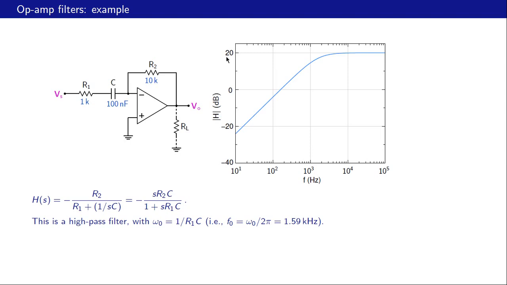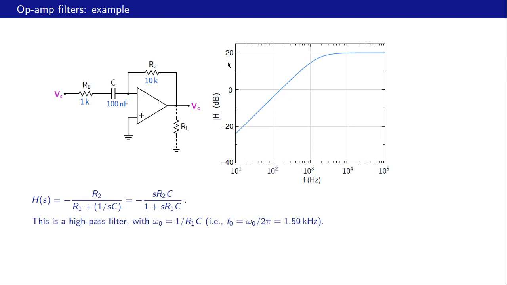Now, is this something that we could have estimated without doing this calculation? The answer is yes. What is this 20 dB? It is the gain in the high frequency region, and when frequencies are high, the impedance of this capacitance is very small, let's say 0, and then this circuit is nothing but an inverting amplifier, and the gain is minus 10k divided by 1k, that is 10 in magnitude, and that corresponds to 20 dB.